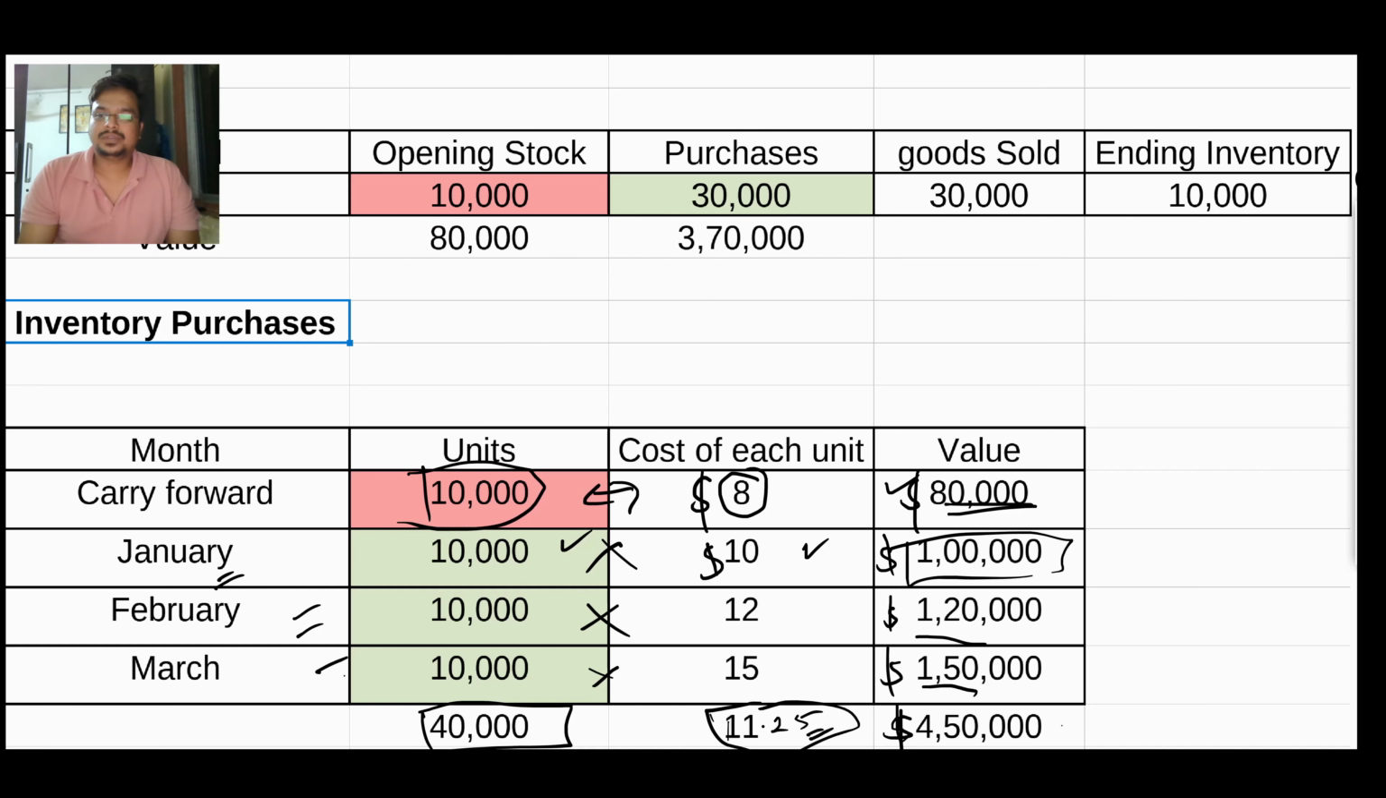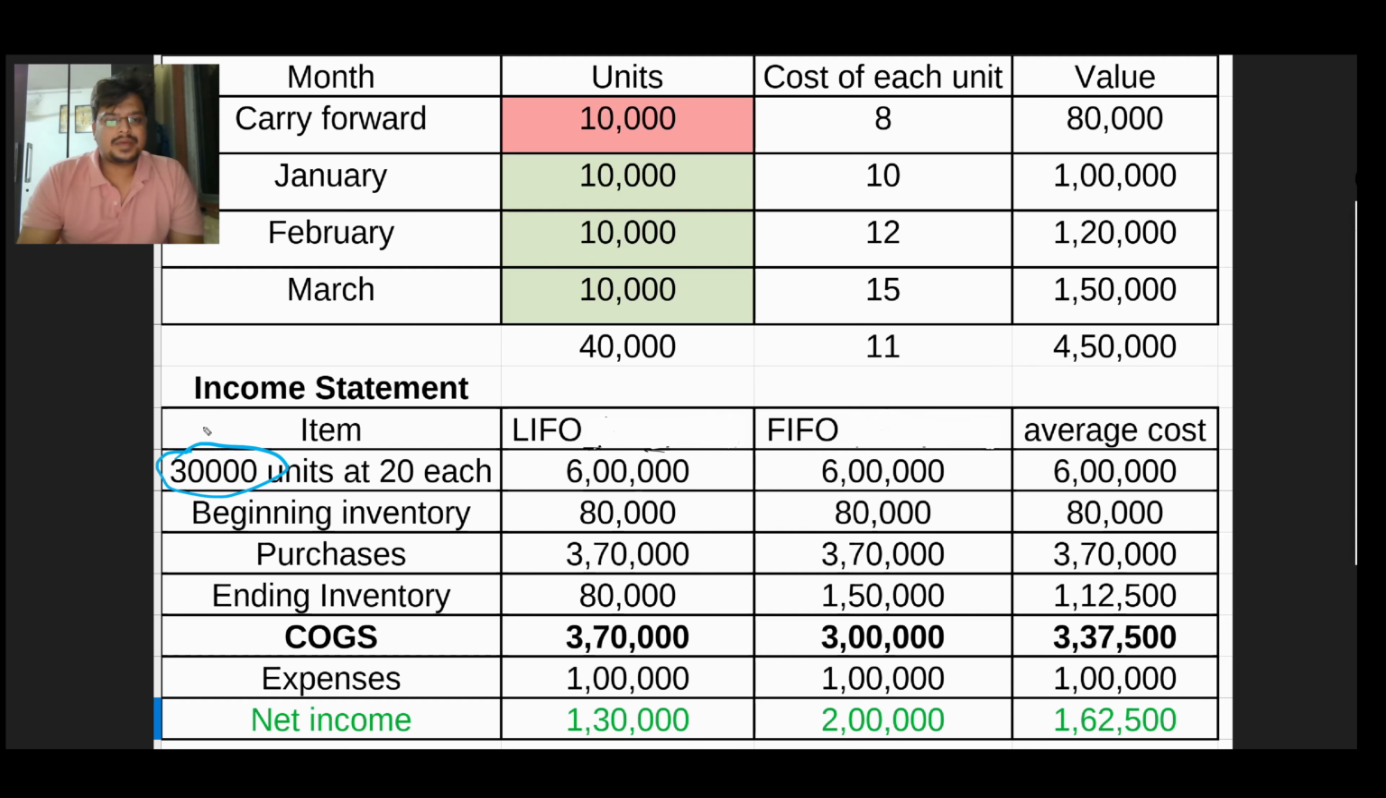Okay, so let's just move on to the next slide now. You had 30,000 units and you sold them at 20 each. Okay, so you received around $600,000. And as you did know, the beginning inventory we had was 80,000. Okay, so this is from here. Okay, this value, and the purchases we have made, this value, $370,000.